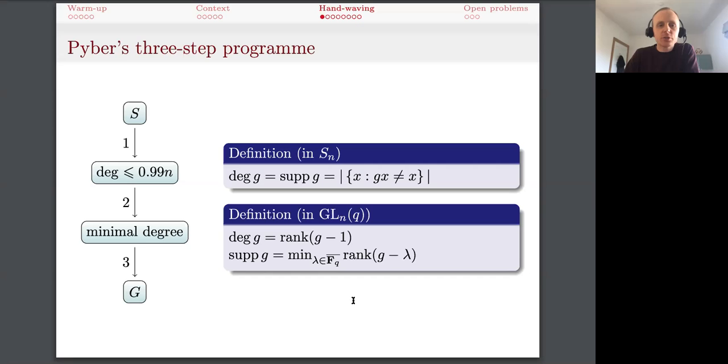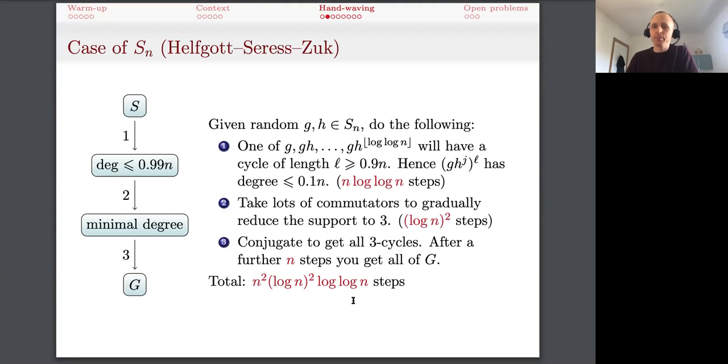To illustrate this program, let me describe what Helfgott, Seress, and Zuk do for Cayley graphs of the symmetric group with respect to typical generators. This and other arguments to do with the symmetric group are what motivate the description of Pyber's program. Here's how the Helfgott, Seress, Zuk argument goes. Just to remind you, we have the symmetric group and 2 random generators, and we're trying to bound the diameter of the Cayley graph.